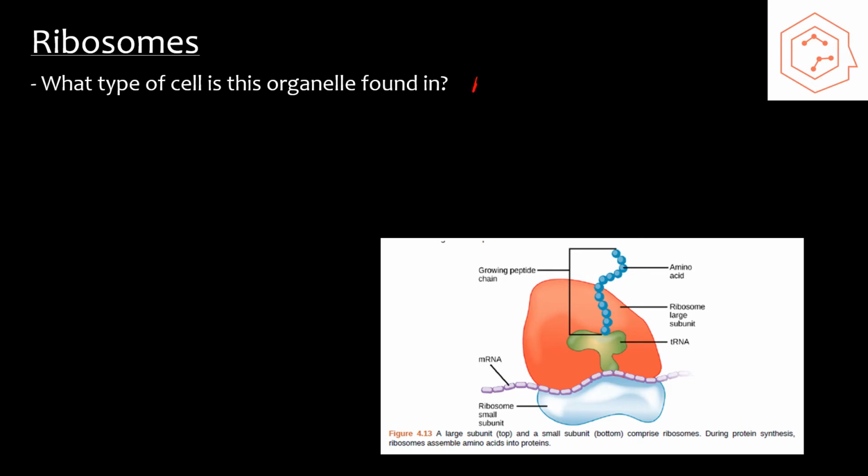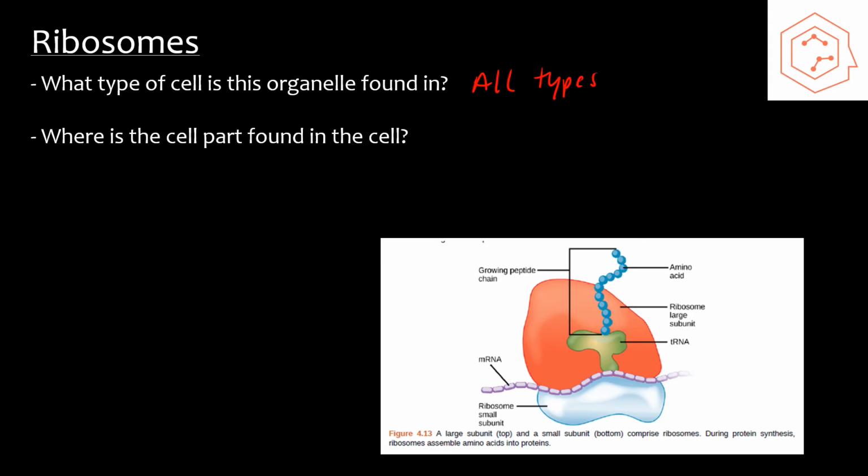Ribosomes are found in all types of cells, so this includes prokaryotes, eukaryotes, plants, and animal cells. So the cell part is found either in the cytosol as free cytosolic ribosomes, so this is in all cells. All cell types in particular consist of ribosomes that are free in the cytosol, so free cytosolic ribosomes.